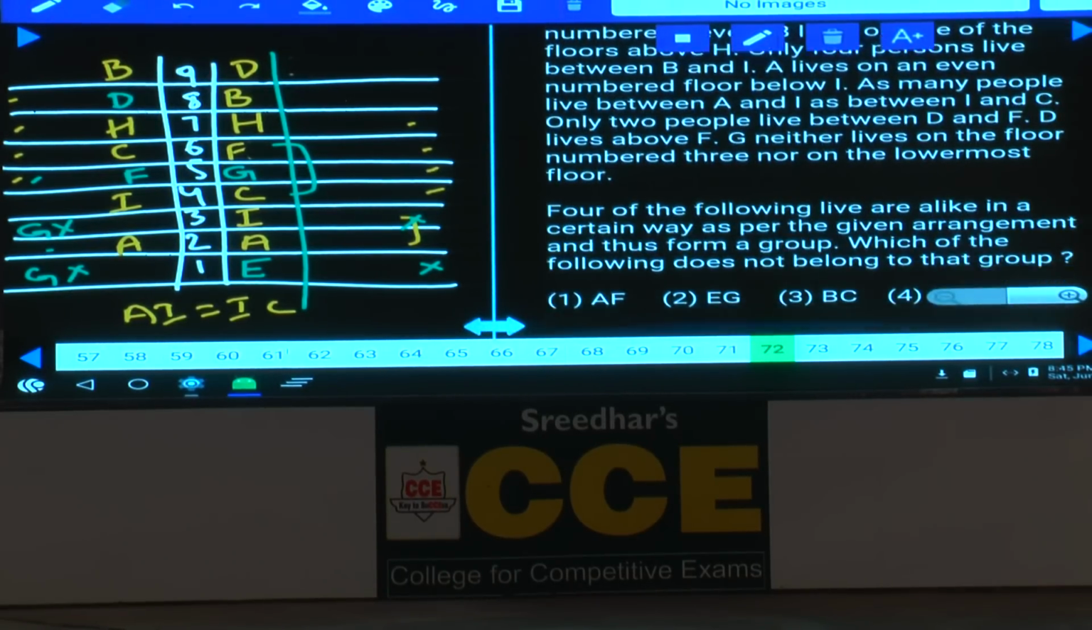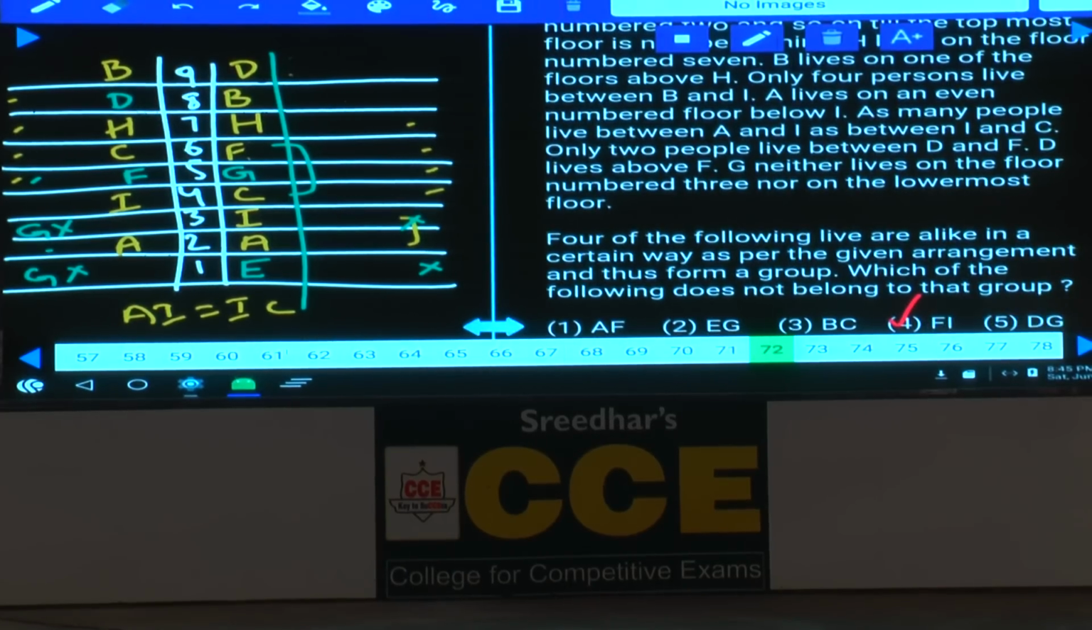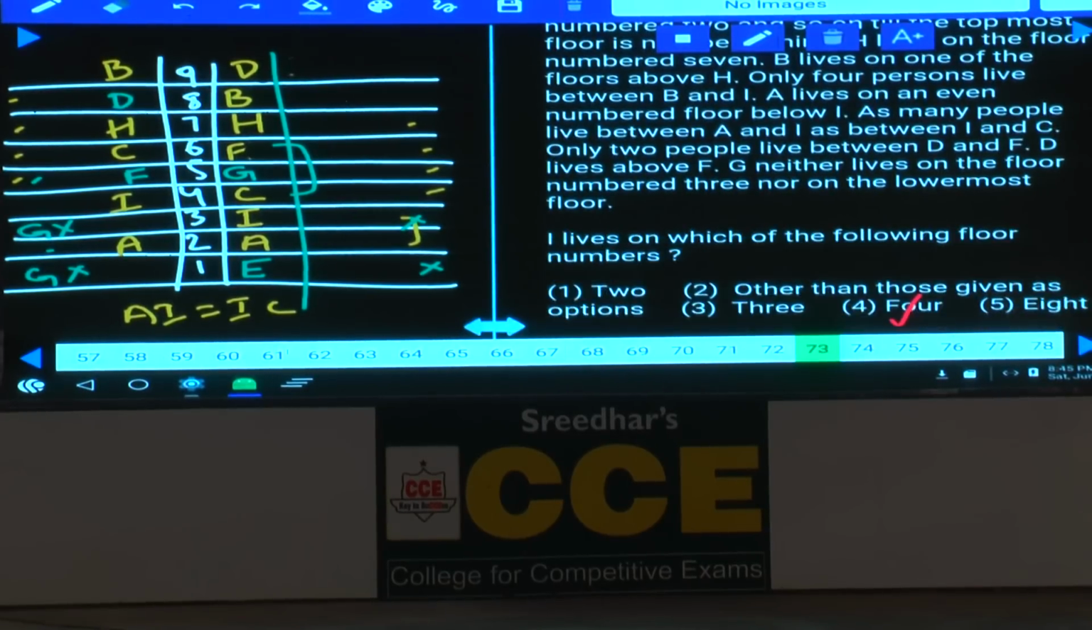Then 72, 4 out of the following is nothing but an odd man out. Now in this one, A and F. Yes, between A and F, tell me how many persons are there? There are some 3 persons. And E and G, there are 3 persons, B and C there are 3 persons, F and I there are only 2 persons. Except in choice 4, in the remaining choices there are 3 persons, whereas in choice 4 there are only 2 persons.